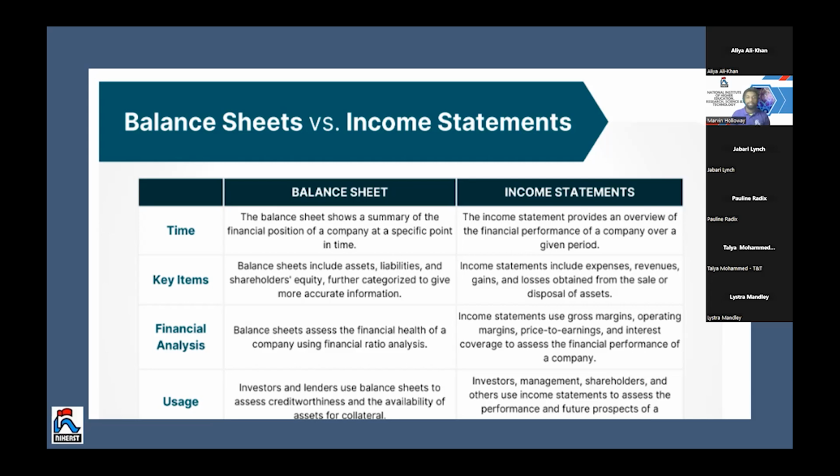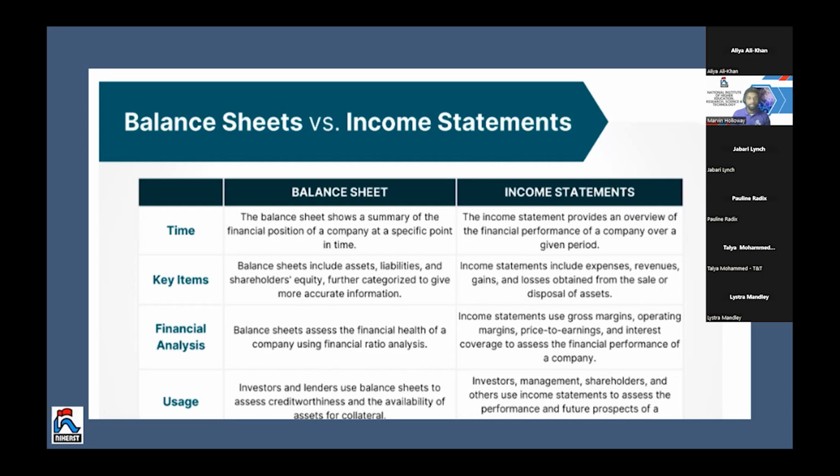For financial analysis, the balance sheet assesses the financial health of your company using financial ratio analysis. So when you do a financial analysis, your balance sheet will show whether it's a healthy company or not so healthy. Income statements use gross margin, operating margins, price to earnings, and interest coverage to assess the financial performance of a company. So it does it in a different way.